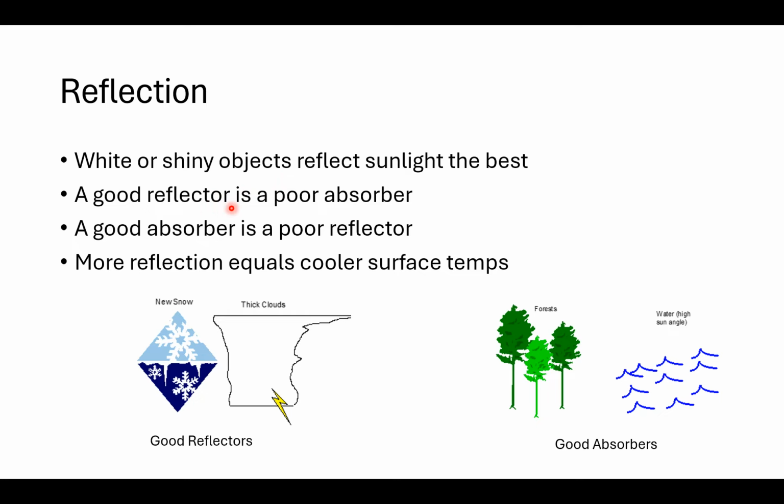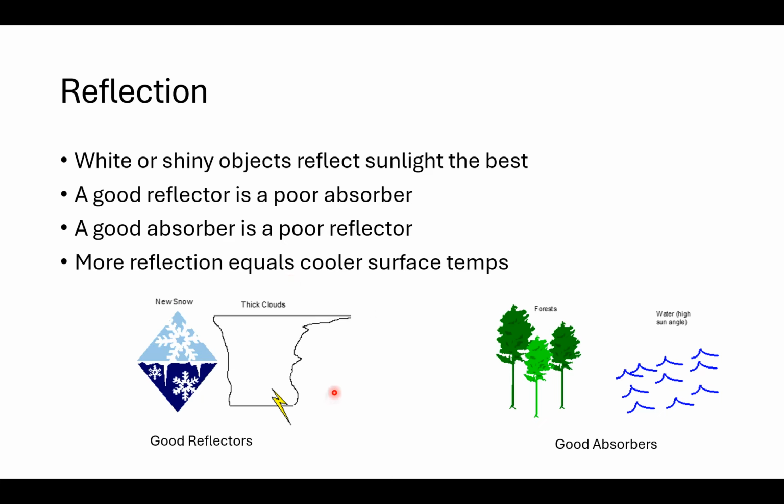By the way, a good reflector is going to be a poor absorber. Makes a lot of sense, right? A good absorber, on the other hand, is going to be a poor reflector. So this makes plenty of sense here. With an object, you're not going to have a good reflector and a good absorber. You're going to have one or the other in most cases. Now, more reflection is going to equal cooler surface temps, as I talked about with the winter snowpack. You get higher reflectivity, you're going to have cooler surface temps overall.